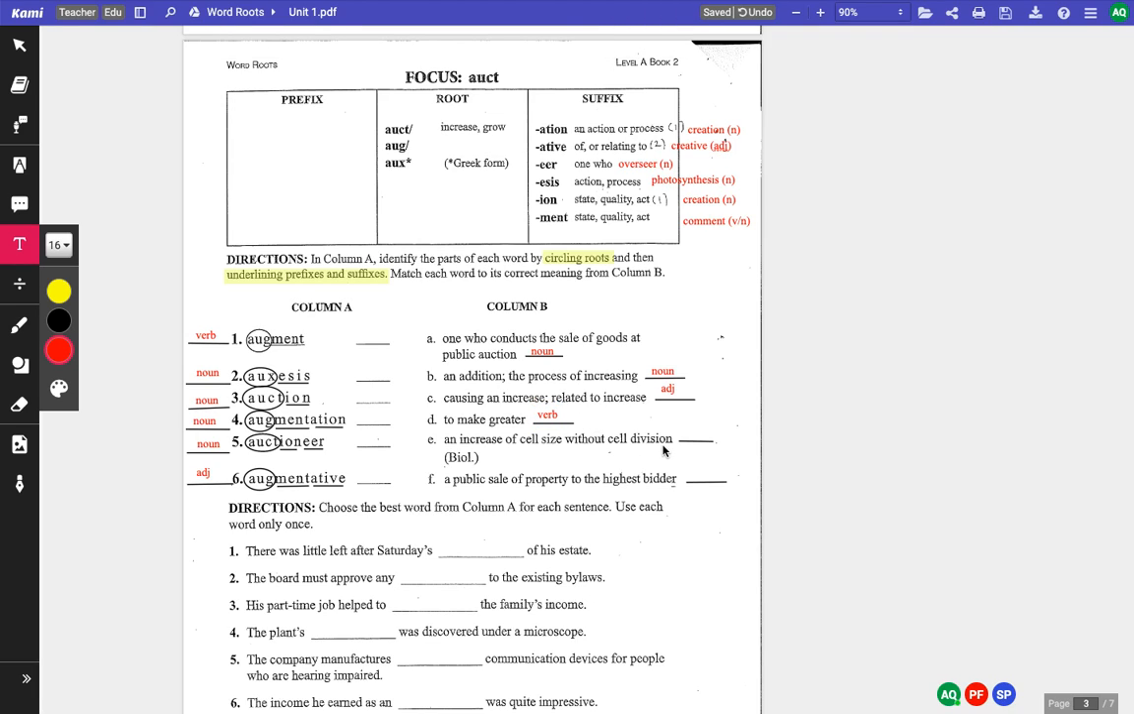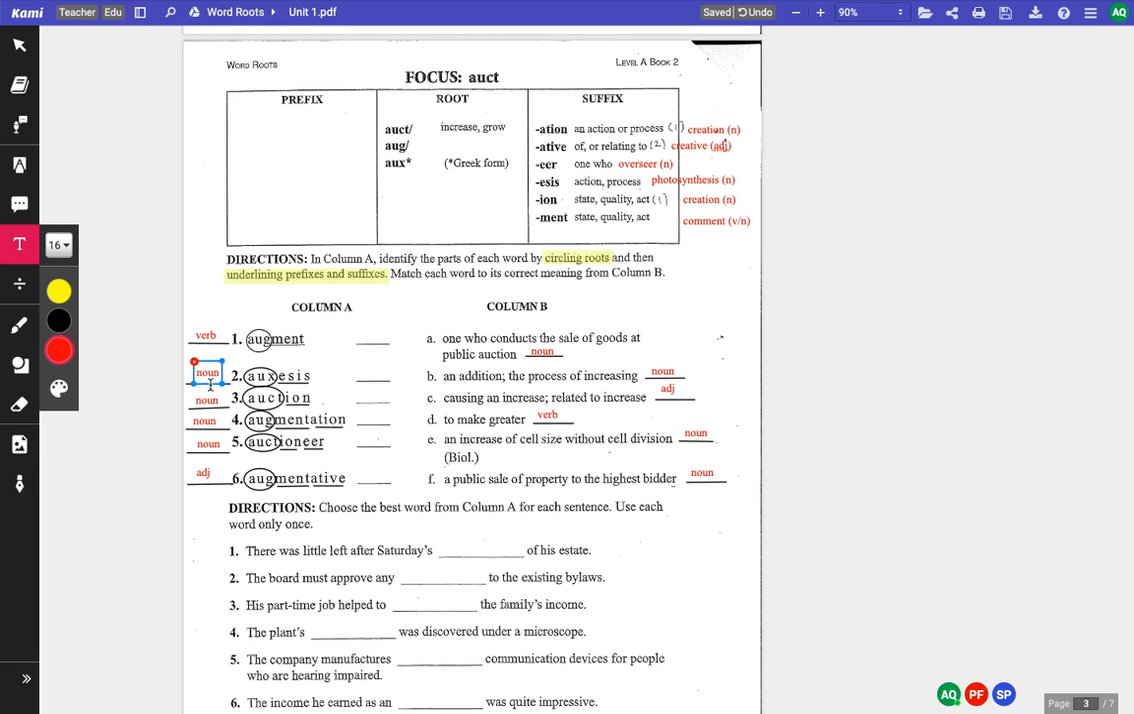This definition, an increase of cell size without cell division. That's a very specific kind of word. You're probably not going to get that into very many conversations, but that is defining a noun. It is an increase. And finally, a public sale of property to the highest bidder. A sale, that is a thing, so that definition is defining a noun.